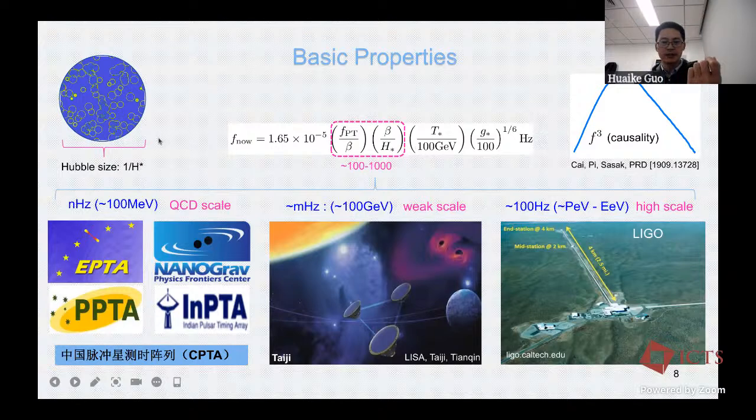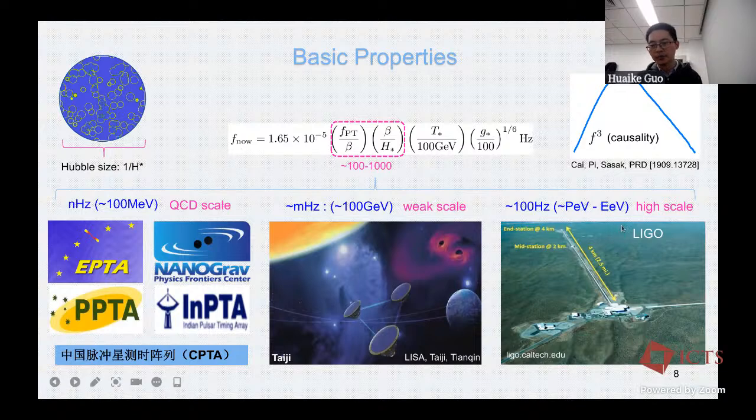Basically, it says that the scale that generates the gravitational waves is given by a particular scale, which is 1 in 100 or 1,000 of the horizon size. And if we have this scale, we can redshift this, because gravitational waves just redshift after their production. We can get a relation between the temperature when this happened and the current peak frequency, and then we can translate this into the detector that we can use to detect a particular frequency of gravitational waves.